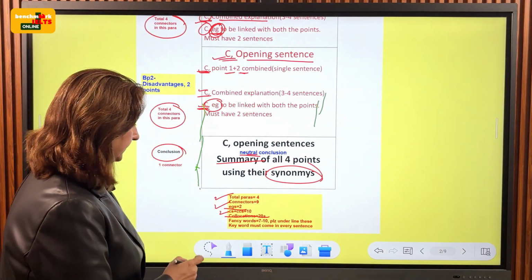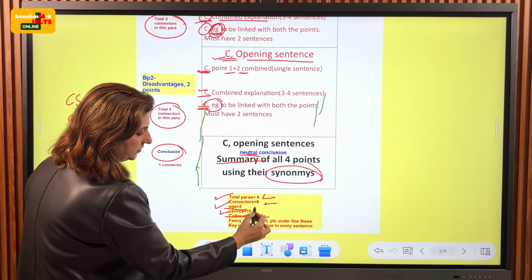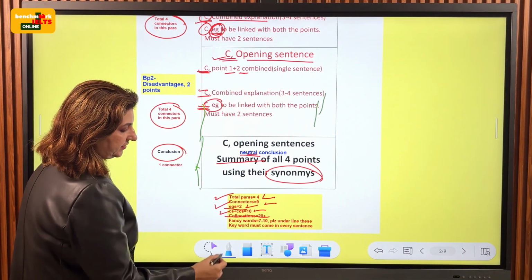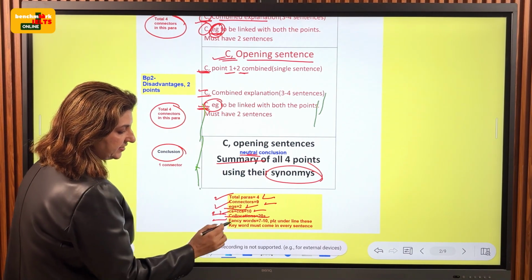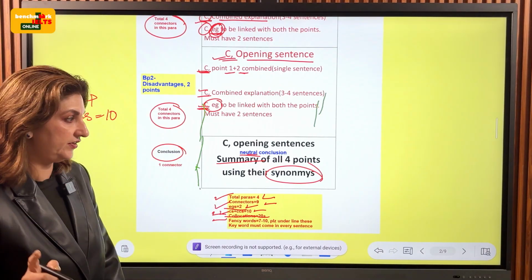So that's it. 4 paras, 9 connectors, 2 examples, complex plus CCS 10, collocations 20, fancy words 7 to 10, and yes, the keyword must come in every single line.